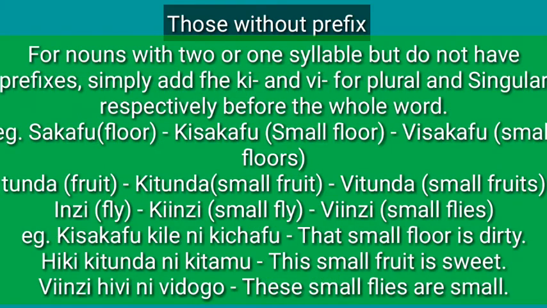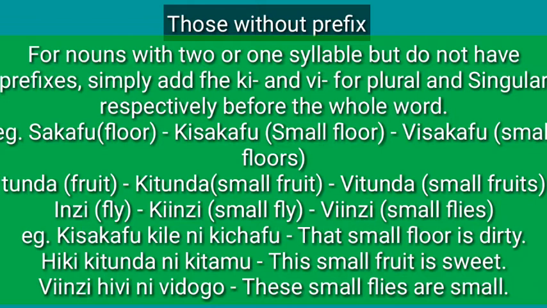Okay? Those without prefix. Those nouns with 2 or 1 syllable but do not have prefixes, simply add the ki and vi for singular and plural respectively before the whole word. So example, the word like sakafu, a floor, you'll just add ki. There's no need to remove anything because there's no prefix there. It's the whole root word. So it becomes kisakafu. Tunda, there's no prefix there. So it becomes kitunda. Inzi, there's no prefix there. It becomes kiinzi.